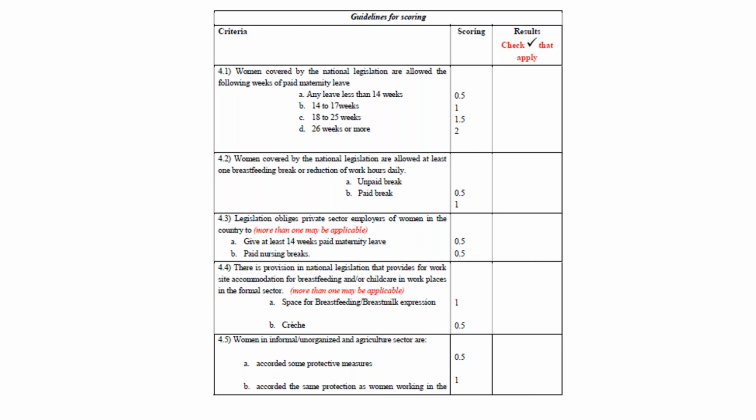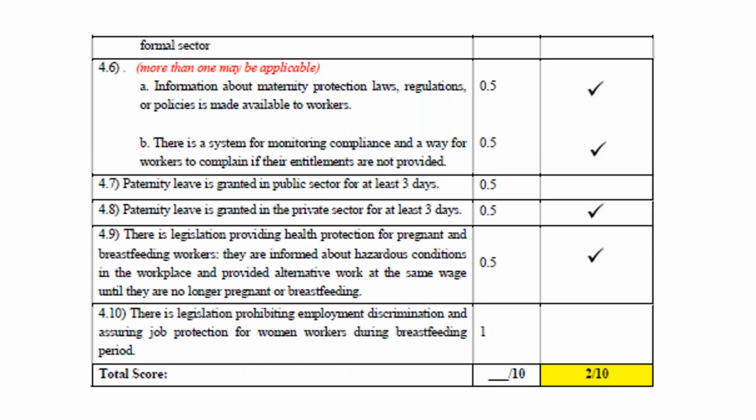4.5 asks about women in informal or unorganized or agricultural sectors. And again, are they accorded some protective measures? Are they accorded the same protection as women working in other sectors? And the answer is no.